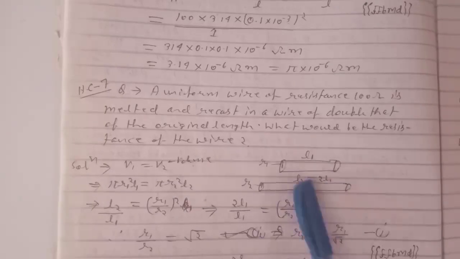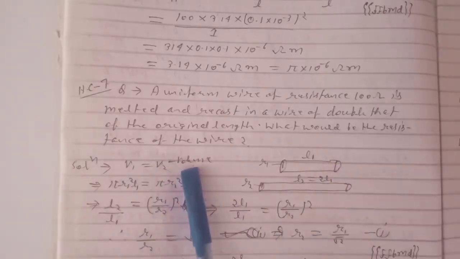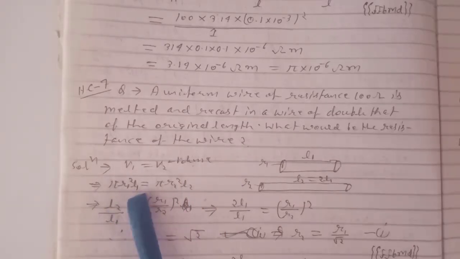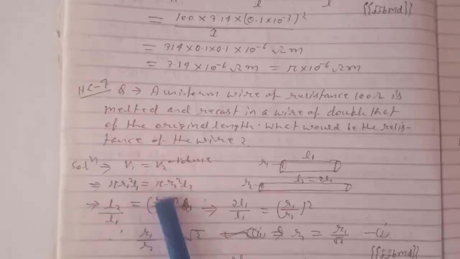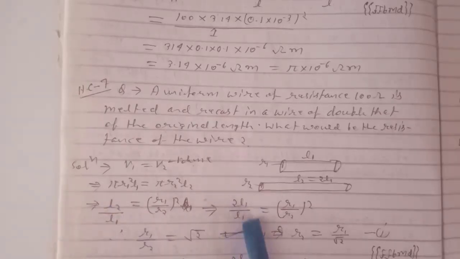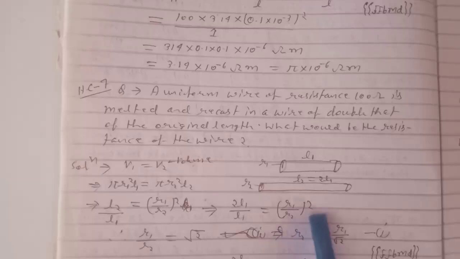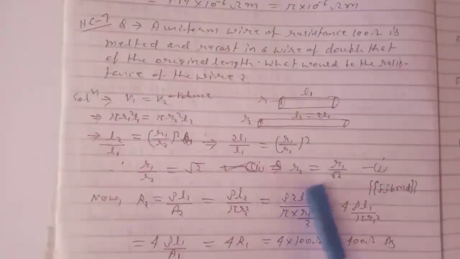Now the volume will remain the same because the volume of material does not change. So we can write V1 equals V2. Now pi R1 square L1 equals pi R2 square L2, or this implies L2 by L1 equals R1 by R2 square. It is given that L2 is twice, so 2L1 by L1 equals R1 by R2 square. So hence R1 by R2 equals root 2, and this implies R2 equals R1 by root 2.